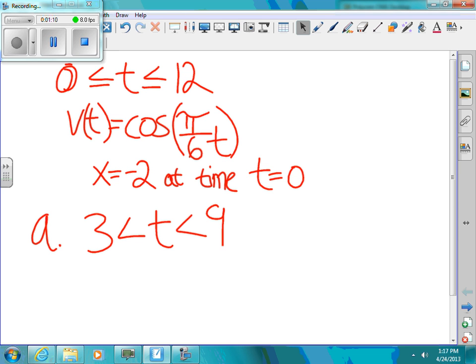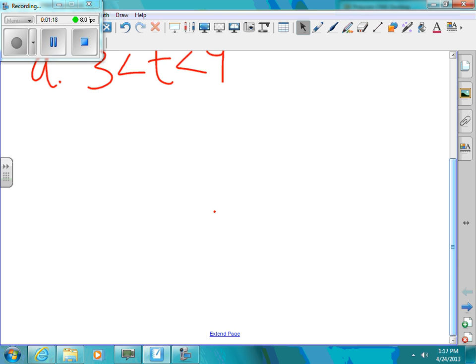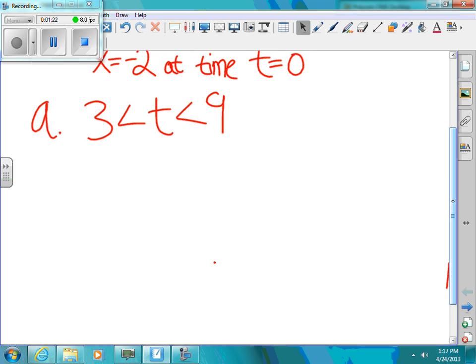So part B says write, but do not evaluate, an integral expression that gives the total distance traveled by the particle from time t equals 0 to time t equals 6. Since this one's just kind of picking apart the words they use, we have to write an integral of the total distance.